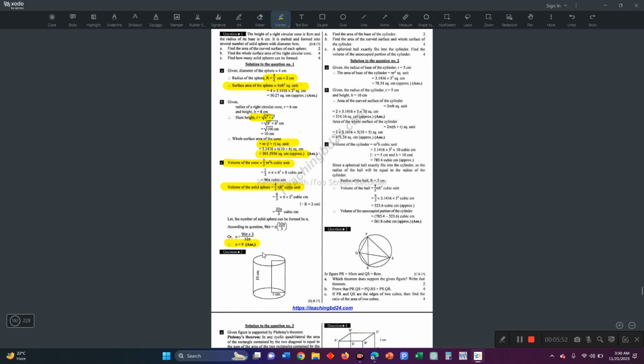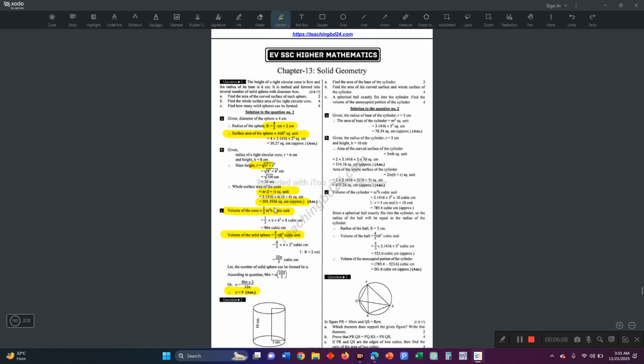In question number 2, they have said that this is a cylinder, then the length of the cylinder is 10 centimeter and the radius of the cylinder is equal to 5 centimeter. First of all, we have to determine the area of the base of the cylinder. Find the area of the curved surface and whole surface of the cylinder. And then, if a spherical ball exactly fits into the cylinder, find the volume of the unoccupied portion of the cylinder.